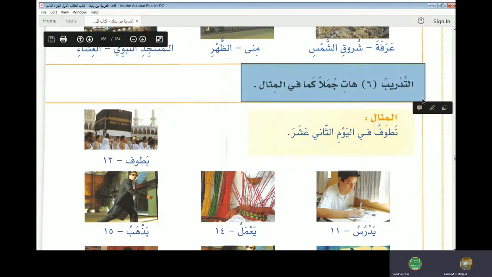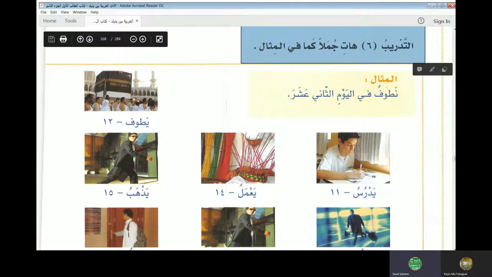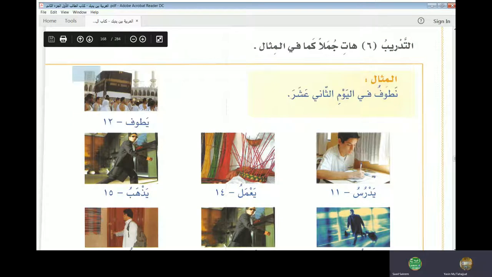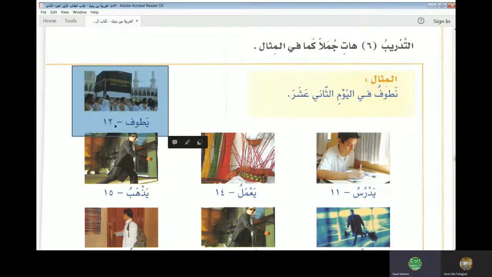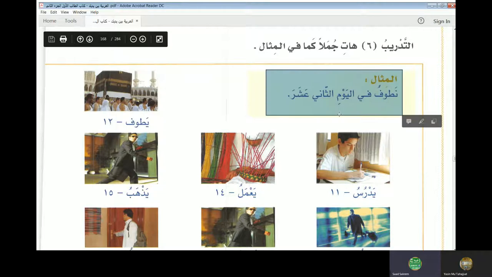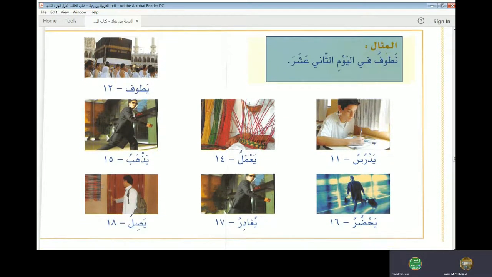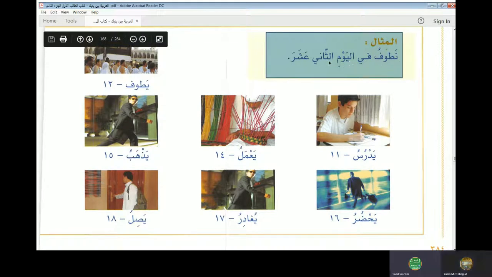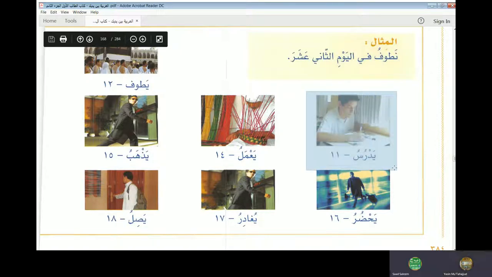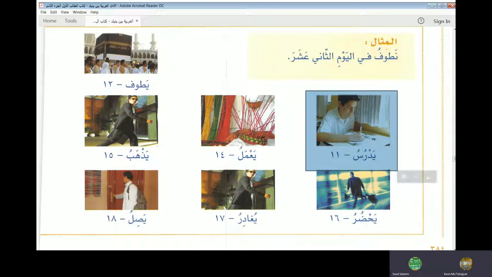التدريب السادس, the sixth exercise. Bring a sentence like the one in the example. In the example they have given us يطوفون, he performs tawaf, on the 12th day: نطوف في اليوم الثاني عشر, we do tawaf on the 12th day. Next. Do I start off with Yadrusu? Yadrusu means he studies. Make a sentence: we study on the 11th day.